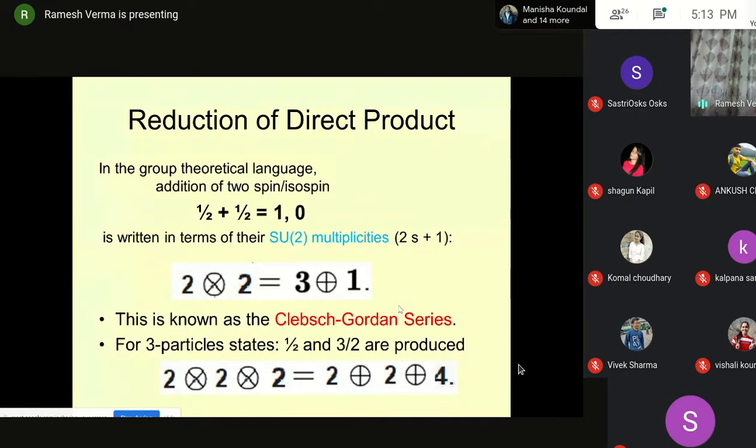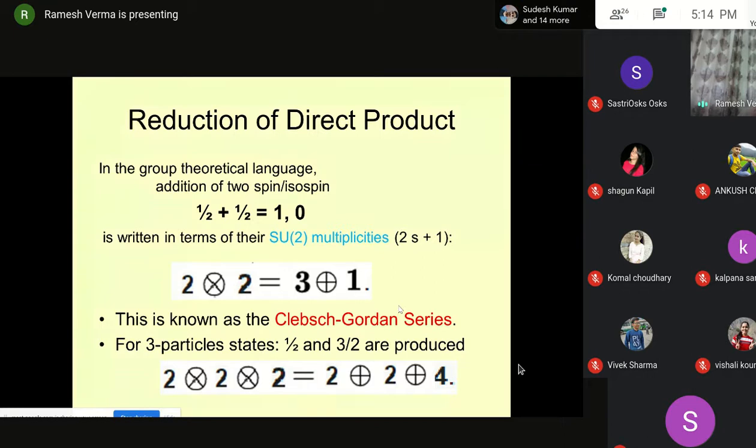Such a reduction of a direct product of SU(N) multiplets is called a reduction of direct product. So technically we say 1, 2, 3 form the irreducible multiplet or representation of the SU(2) group. When you combine 2 into 2, we have 4, and this 4 is reduced to 3 plus 1, and this is known as the Clebsch-Gordan series.